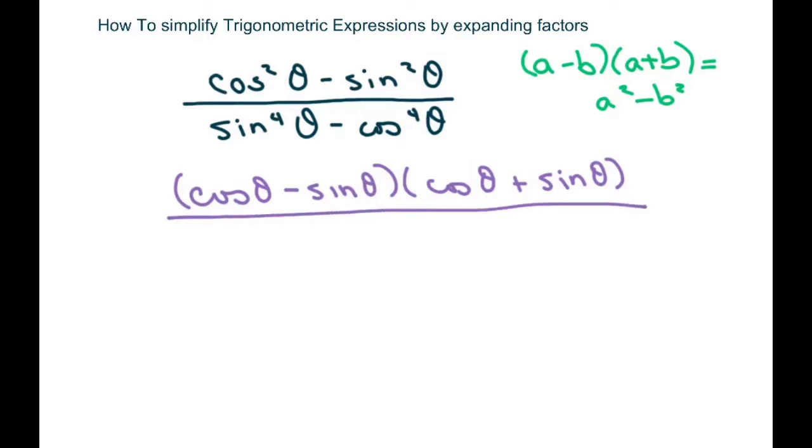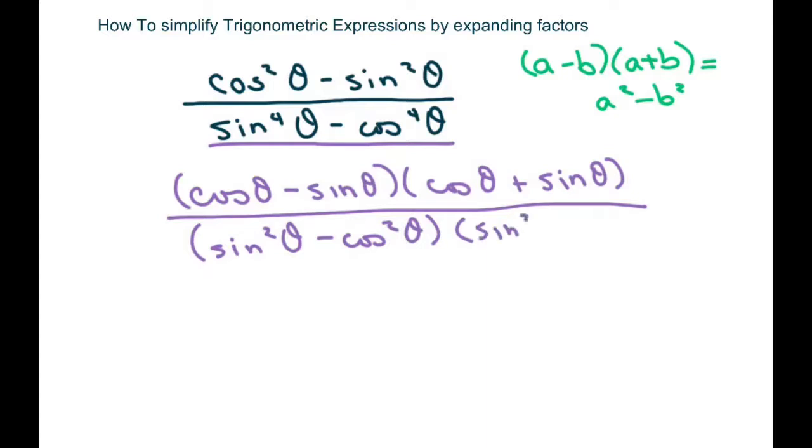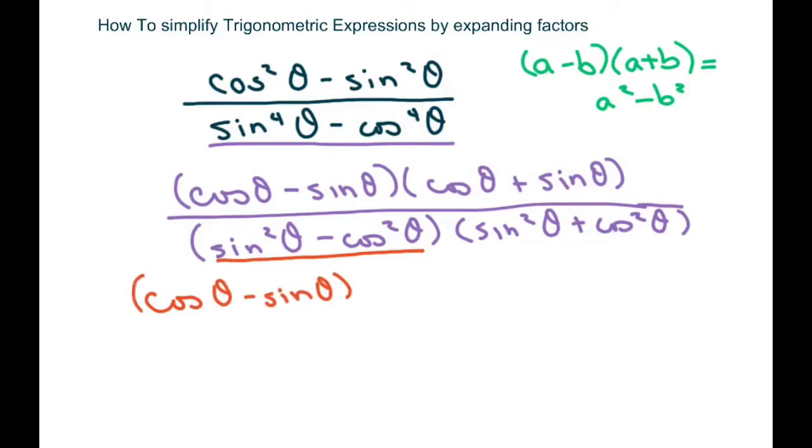all over. I'm going to do the same thing with this one. We have the 4, but we would write this as sine squared of theta minus cosine squared of theta times sine squared of theta plus cosine squared of theta. Alright, and that means we can also simplify this again. So I'm going to write it again, cosine of theta minus sine of theta times cosine of theta plus sine of theta.